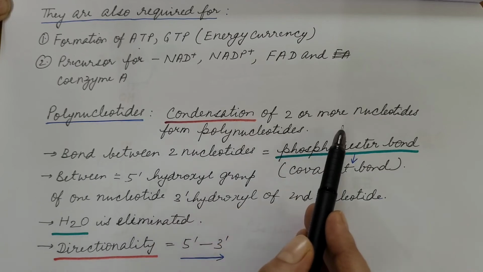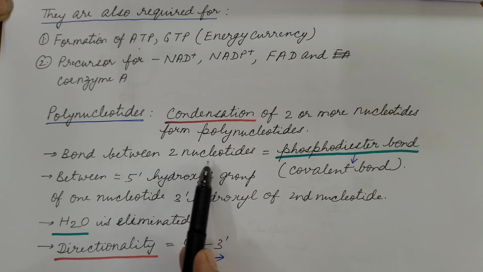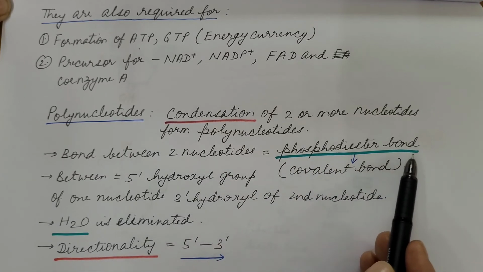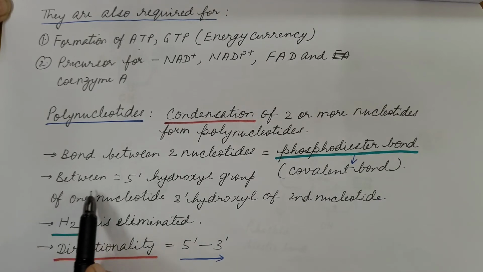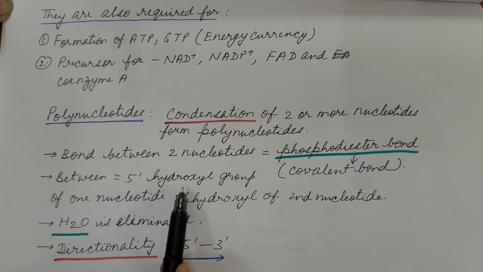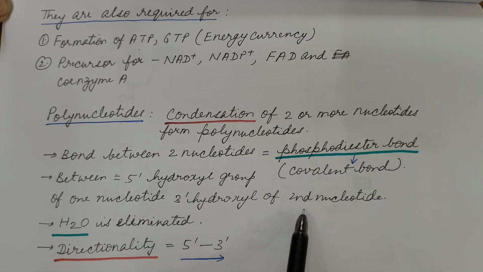Now let us see polynucleotides. Condensation of two or more nucleotides forms polynucleotides. And the bond between two nucleotides is a phosphodiester bond, which is a covalent bond. This bonding takes place between the 5'-hydroxyl group of one nucleotide and the 3'-hydroxyl group of the second nucleotide. And in this process, a water molecule is eliminated. These polynucleotides show directionality, which is from 5' to 3' direction.